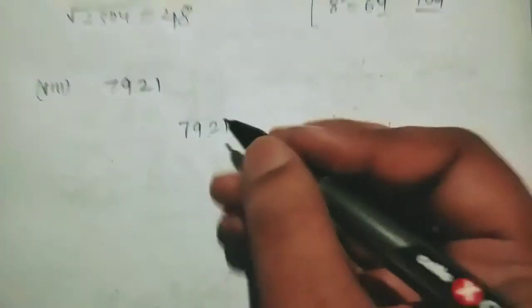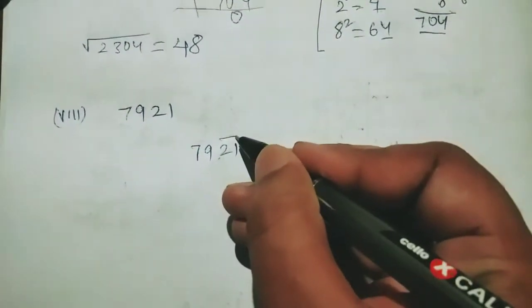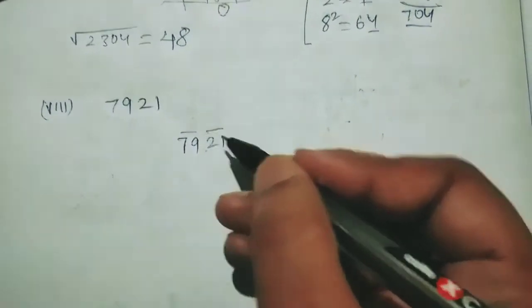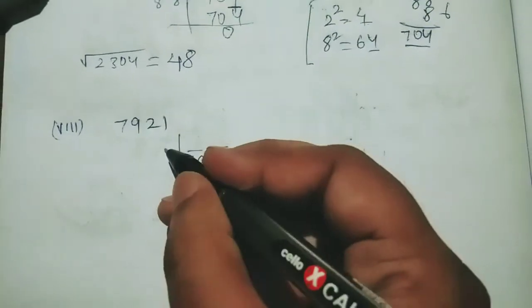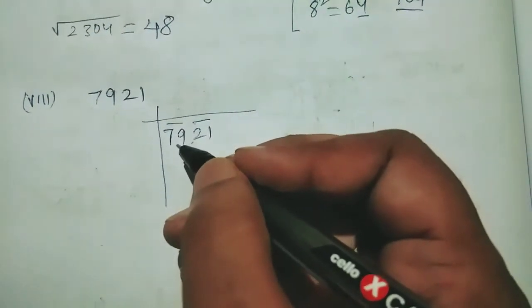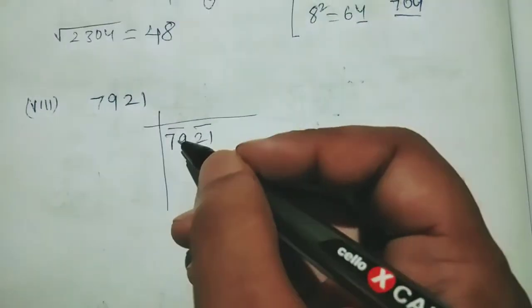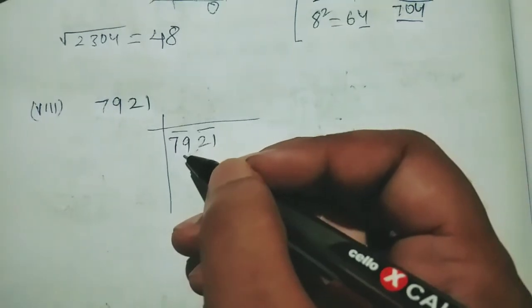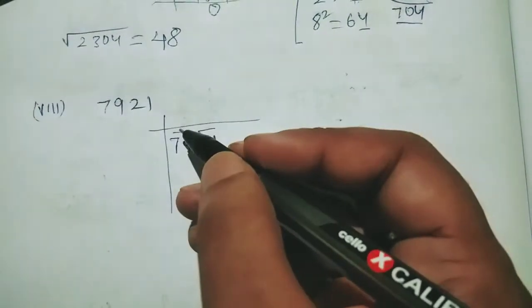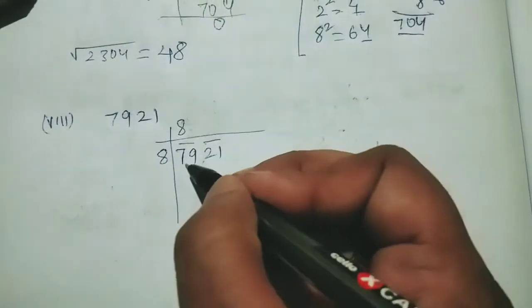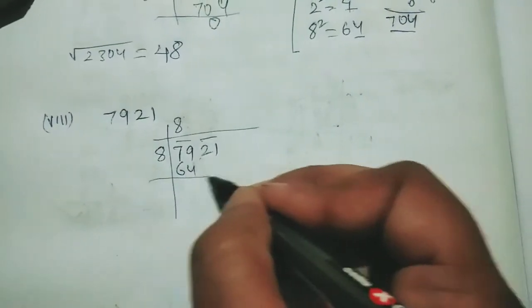Now here we have to make the pairing. First of all, you have to put the bar on the number. So this pairing and this pairing. Now we'll make the line. So 79. Which square is less than 79? 8 8s are 64, then 9 9s are 81. So 81 will be more than 79, so it will be 8. Understood? So 8 8s are 64, you have to write.